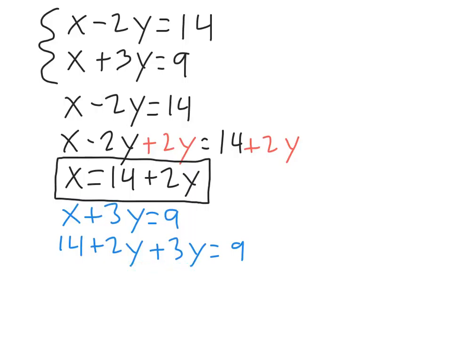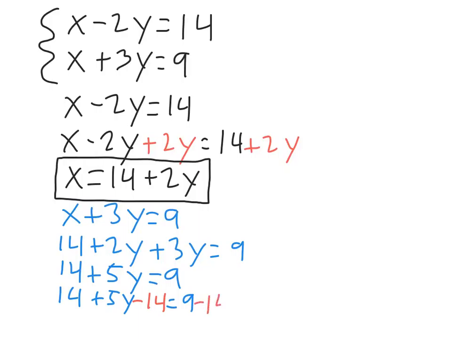Now we can combine like terms, and we can say 14 plus 5y, because 2y plus 3y is 5y, equals 9. And now we want to solve for y. To get y by itself, we need to subtract 14 from both sides. So we say 14 plus 5y minus 14 equals 9 minus 14.